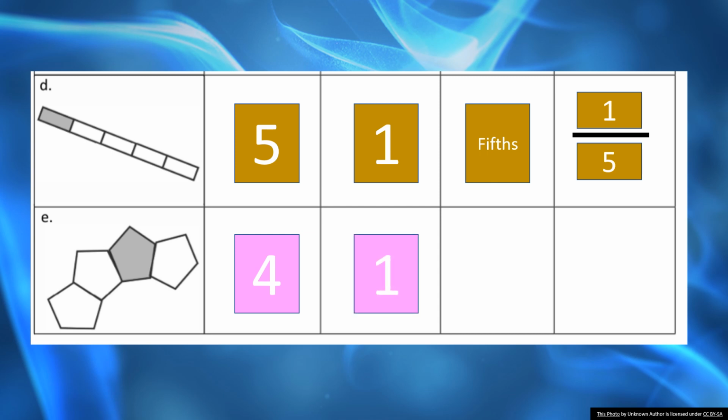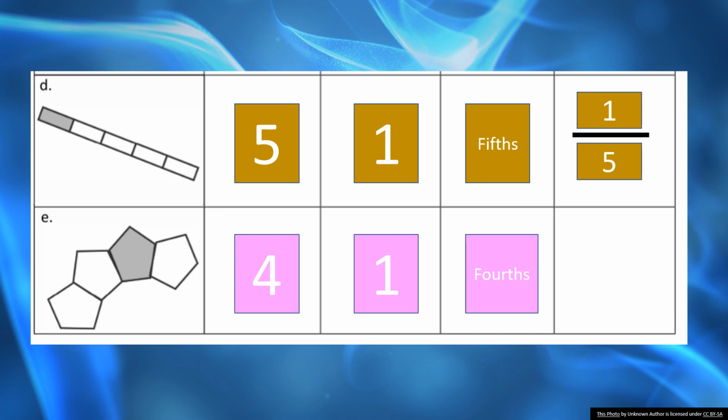That's right. 1 is shaded. Well, because this whole shape is made up of 4 parts, or partitioned into 4 parts, the unit form or the fraction that we're working with is fourths. Now we're going to name the fraction that's shown in the model.